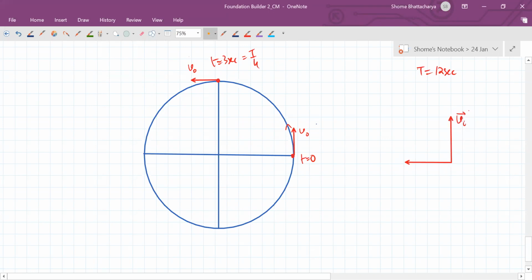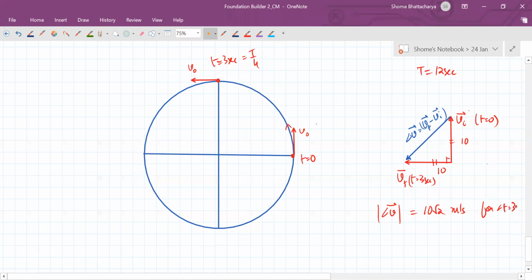This is our initial velocity at t equal to 0. This is what our final velocity is becoming when we are considering the time to be 3 seconds. So both are of same magnitude, 10 each. So our change in velocity, final minus initial, will become this vector here. Delta V will become this, the vector joining the head to head. So this is our delta V, which is V final minus V initial. Now this is easy to calculate because this is a 90-degree angle and plus it's an isosceles triangle. So delta V has a magnitude of 10 root 2 meters per second for a time interval of 3 seconds.